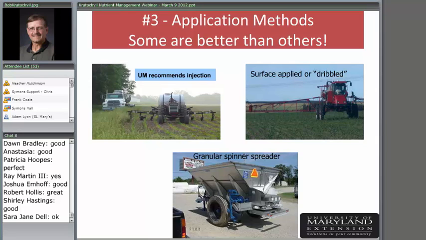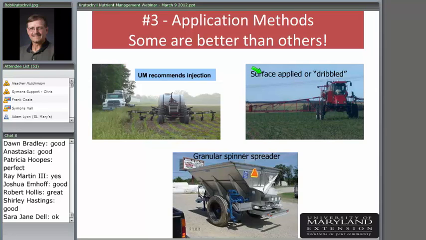Application methods is another way that we can manage our nitrogen, and some are better than others. The university recommends injection of your nitrogen. Again, the benefit you gain from injection is you incorporate that ammonium portion of your nitrogen into the soil and you bind it there. So you give it protection.